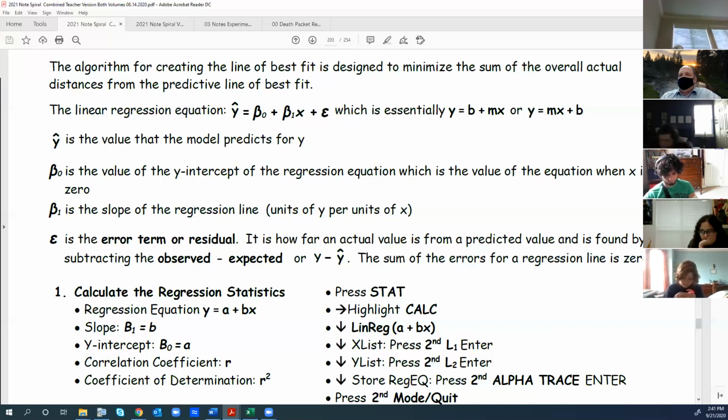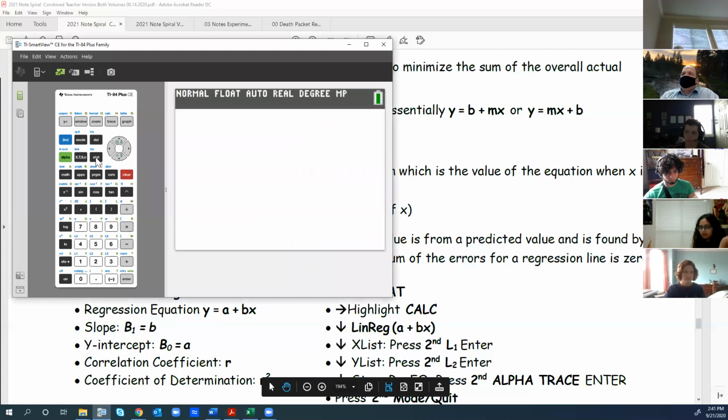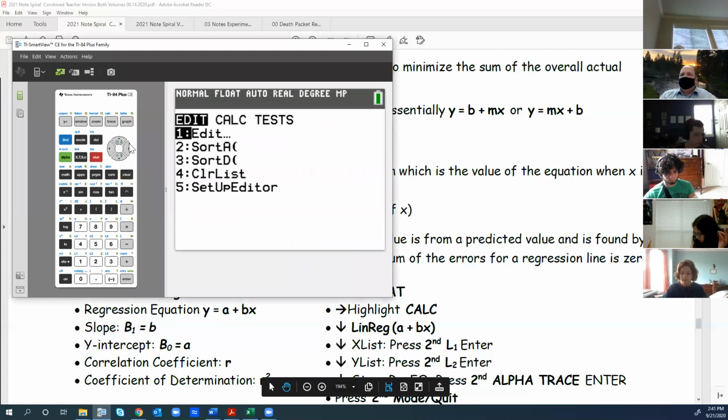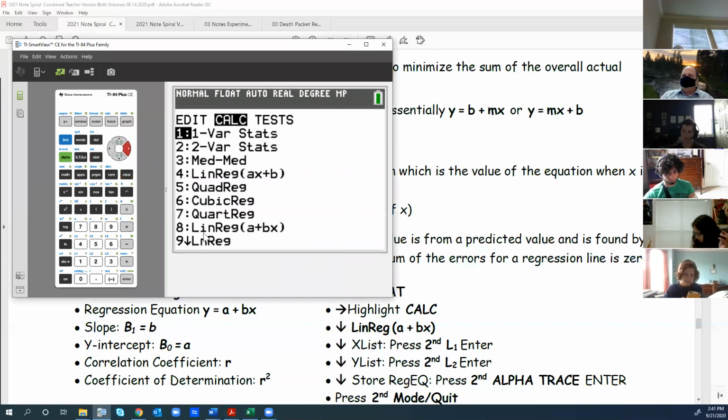All right, so now we need to calculate the best fit line, the regression line. And it's very simple on the calculator. So we're going to press Stat, Calc. I want you to choose number 8, or linear regression A plus BX. I know there's another one at number 4, but I want to do A plus BX because I want to do y-intercept plus slope. All right?